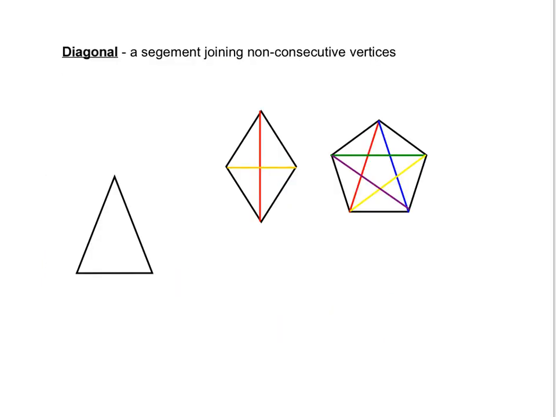Okay, let's talk about diagonals. Again, a diagonal is a segment joining nonconsecutive vertices. In a triangle, there are no diagonals because all of the vertices are consecutive. They all are next to each other. Any quadrilateral is going to have 2 diagonals. You can see them in different colors. Any pentagon is going to have 5. You can see them. They make that star shape right here. Let me go over that right here with my marker. 1, 2, 3, 4, and 5.